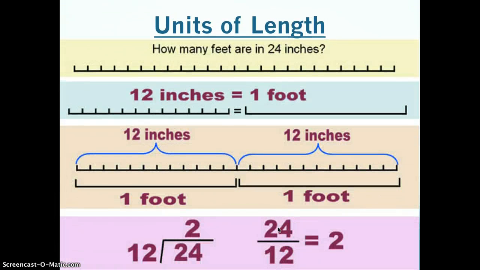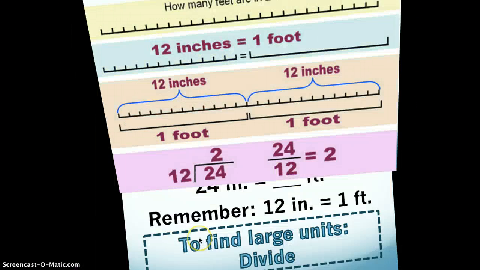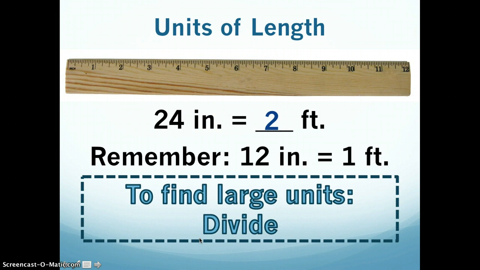Let's go ahead and look at a visual picture of that. So if we have 24 inches here, and we're actually going to separate it, so we know that 12 inches is the same thing as 1 foot. This is the same distance. 12 plus 12 being 24, like we saw above. We know that we need not just 1 foot, but 2 feet to equal the same distance. Again, 24 divided by 12 gives you 2.